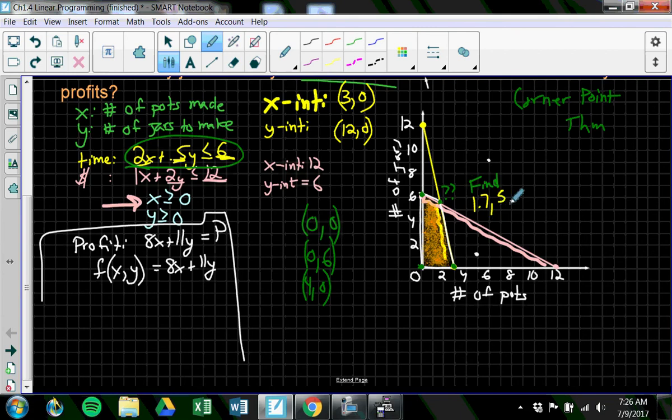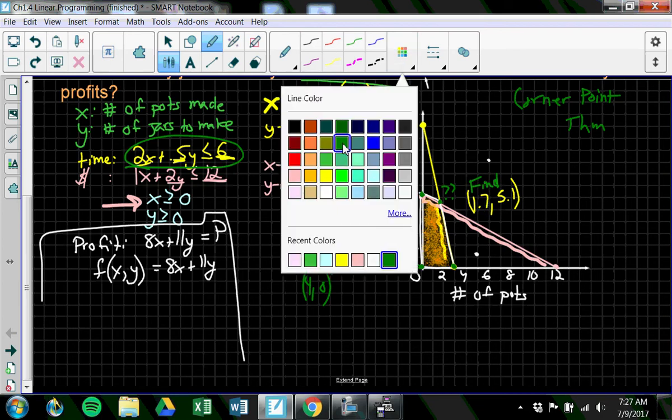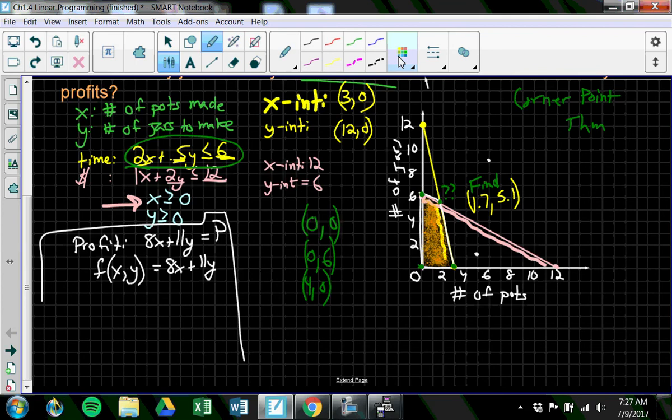1.7, 5.1. I used my graphing calculator to find it. You can also use Desmos. I've shown how to do this in earlier videos, so if you want to go back and find those, this was in Solving Systems of Equations.